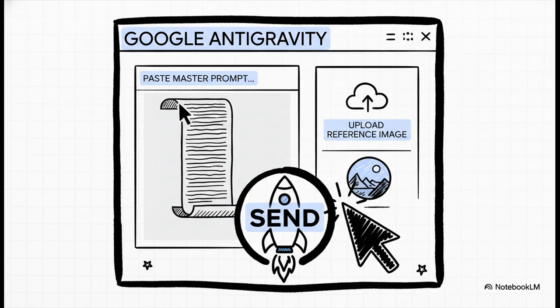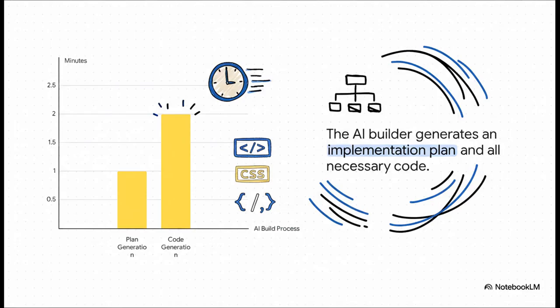All right, step 3, the build phase. You'll open up your AI builder, like Google Anti-Gravity. You paste in that master prompt you got from ChatGPT, upload the same reference image you used, and you hit send. Seriously, that's it. Your part is pretty much done. The AI is now in the driver's seat. And this next part happens so fast you'll barely have time to grab a coffee.